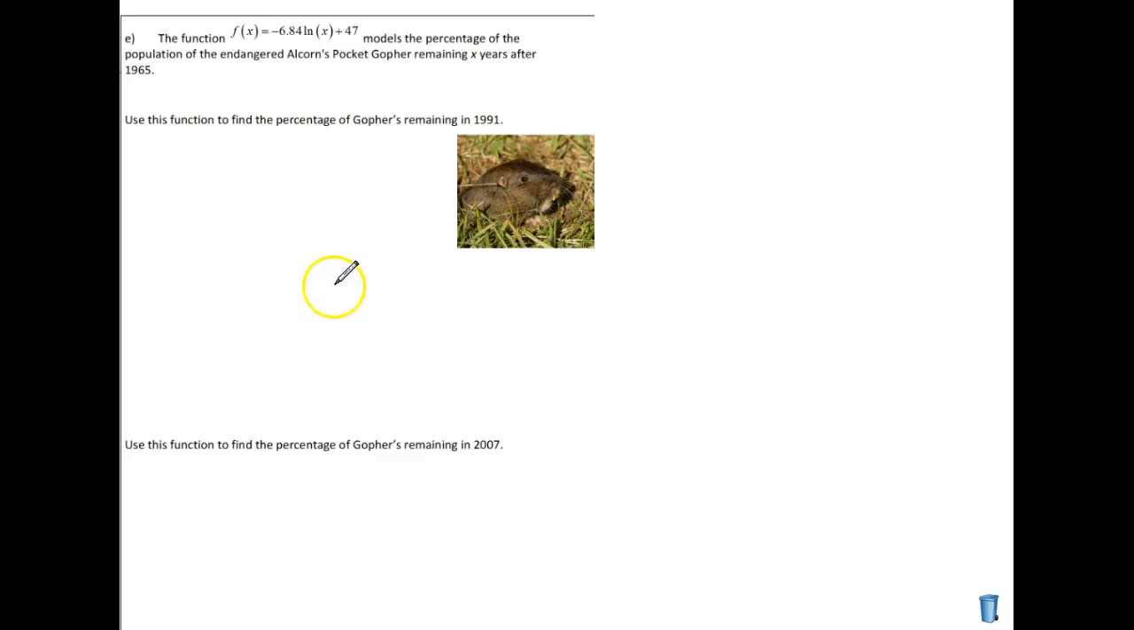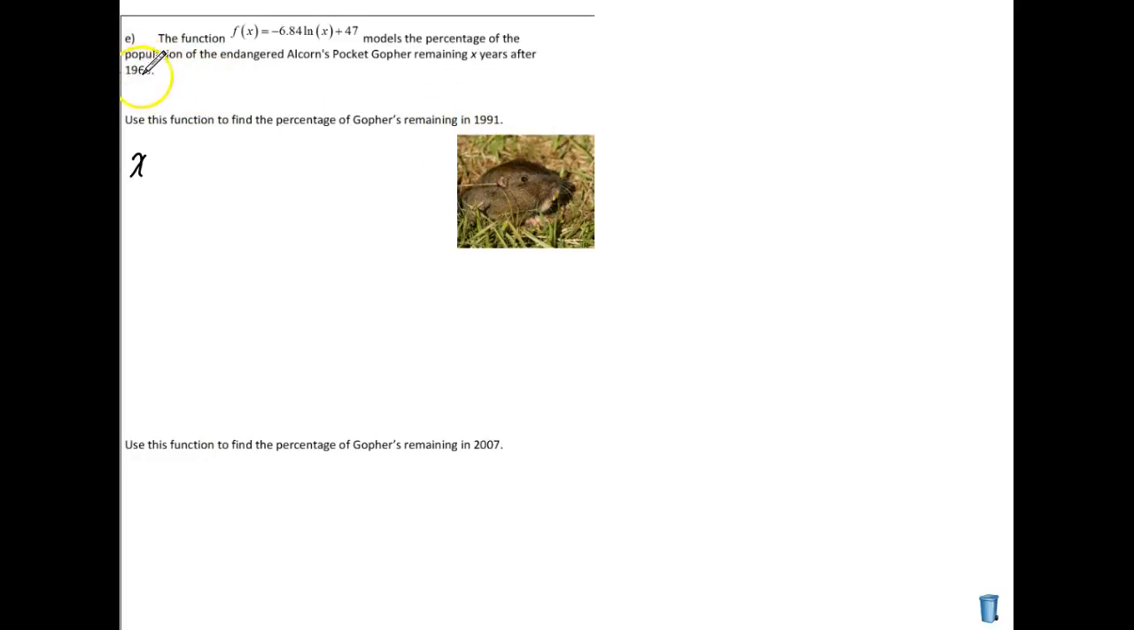And then of course we can apply this sometimes in a word problem setting, where it says here that this function models the percentage of the population of endangered Alcorn's pocket gophers remaining x years after 1965. What we want to know is, what is the percentage of gophers remaining in 1991? So what are we going to plug in for x? Well, how many years after 1965 is 1991?